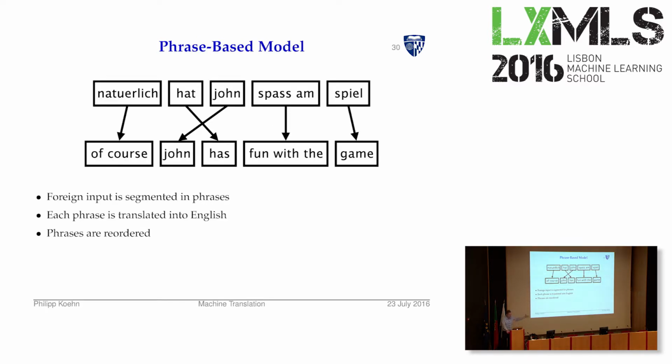So here is the one-slide description of what it is. We're going to break up the source sentence into phrases. And these phrases are not linguistic phrases, so they're not noun phrases or verb phrases. They're just basically n-grams. And we have a one-to-one correspondence of these phrases from the foreign language into English. So that's it. It really fits on the slide. It's very easy.